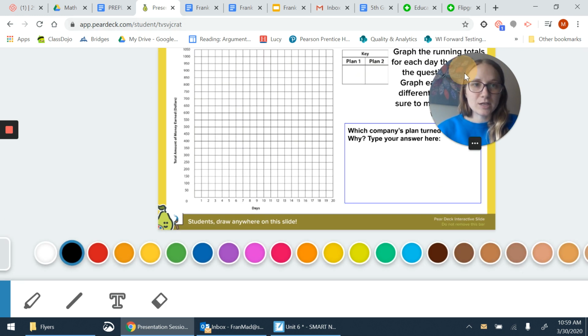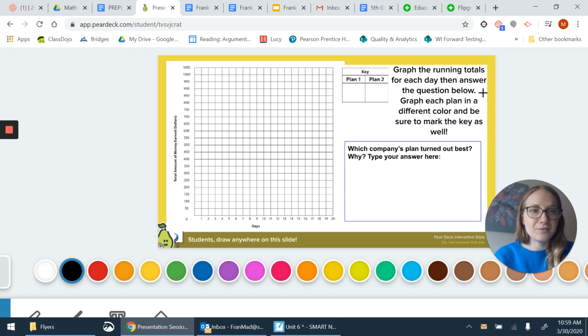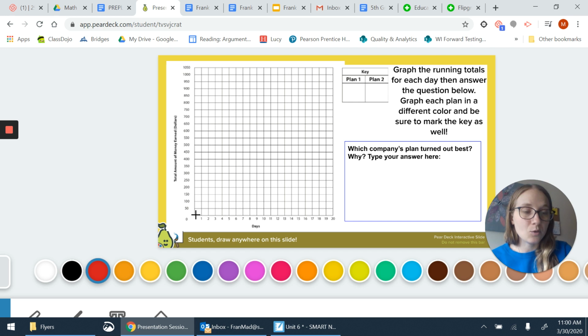But my instructions, or our instructions at the top, say graph the running totals for each day, then answer the question below. Some of you might not have this question below part, and that's okay. You're just going to graph it, okay? Graph each plan in a different color, and be sure to mark the key as well. This is going to let us, your teachers, know and also help you keep track of which plan is being shown and which dots go together, okay? So I'm going to stick with my colors red and blue. And plan number 1, I am going to go ahead and graph in red.